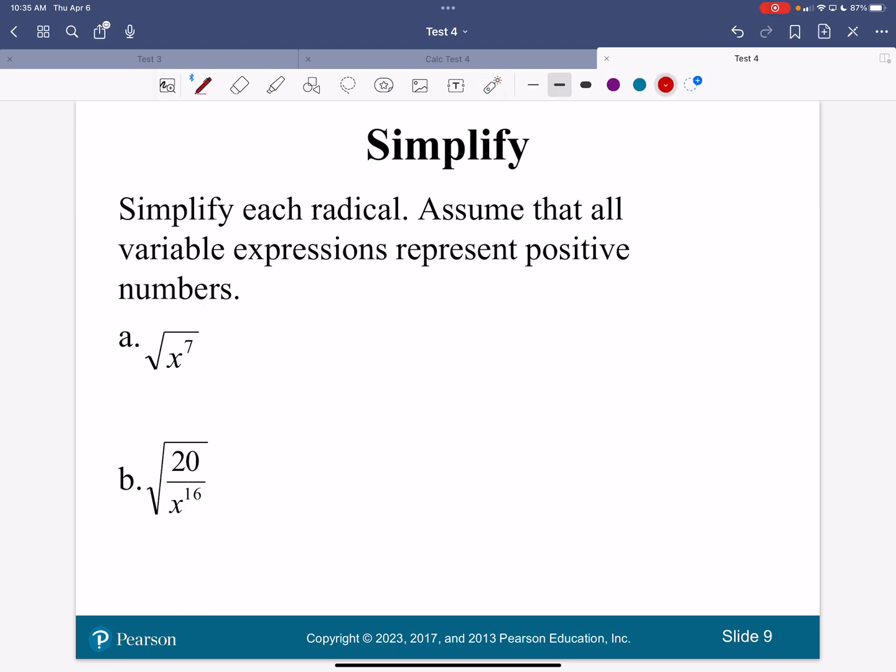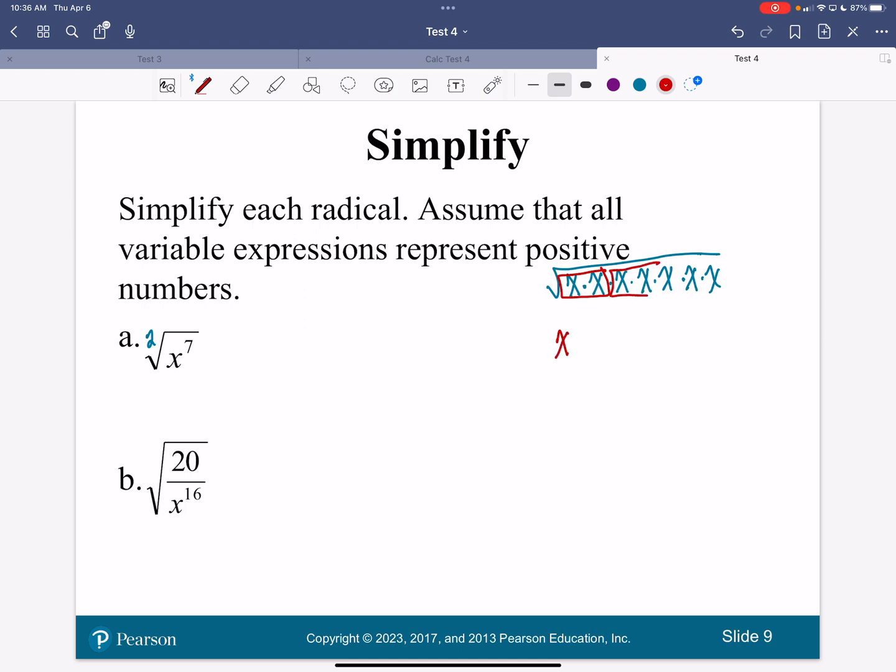Now we're going to do this a couple of different ways. The first way is I'm just going to write out x to the 7th. That's x times itself 7 times. 1, 2, 3, 4, 5, 6, 7, okay? And this is an assumed 2. We do not have to write the 2 there when we're dealing with square roots. Here's a set of 2, so I'm going to pull 1 out.